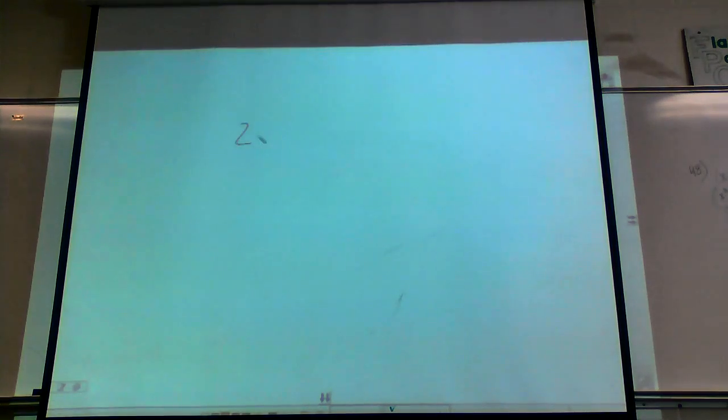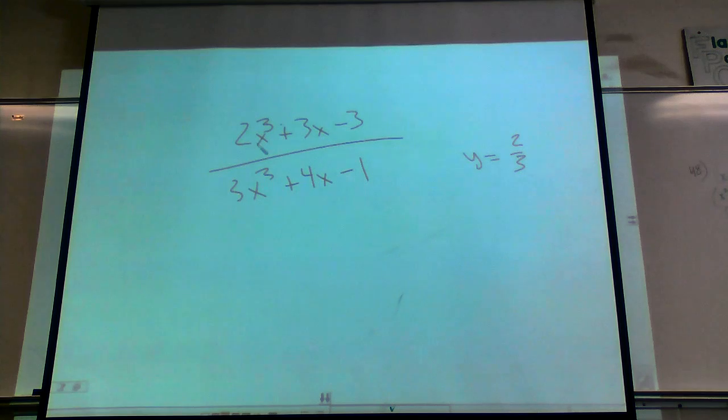Like if I had 2x squared plus 3x minus 3 over 3x cubed plus 4x minus 1, I know right then my horizontal asymptote is y equals 0, because the highest power here is x cubed. If I divide everything on top by x cubed, I'm going to have a number over a variable, which I treat as 0. If this was a cube term on top, it would become 2/3, because 2x cubed divided by x cubed is 2.